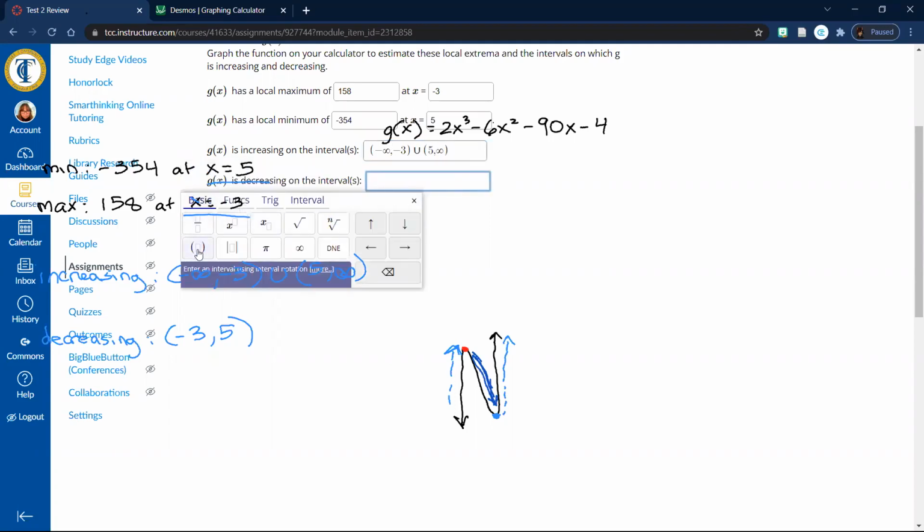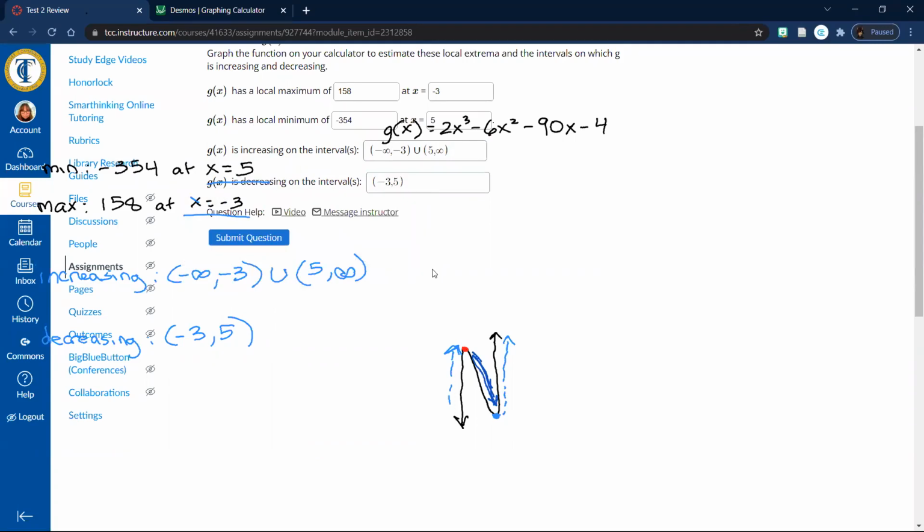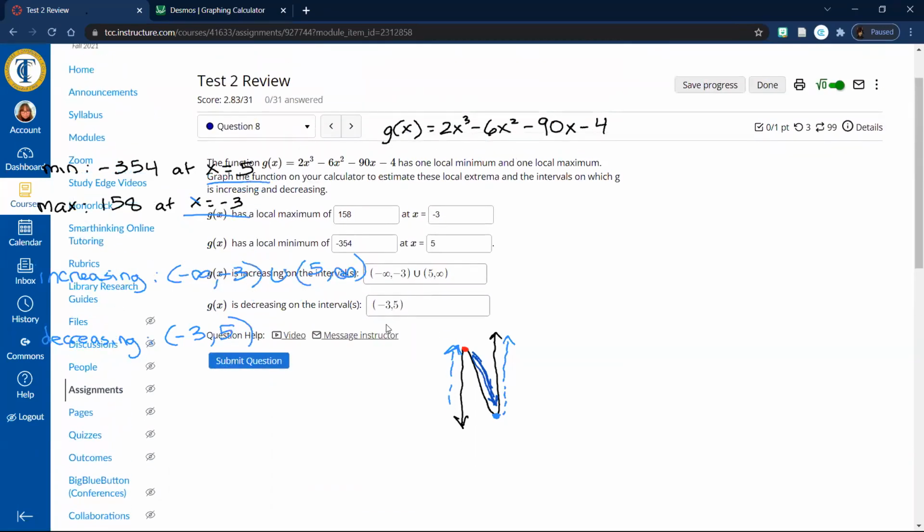And then this one is just -3, comma 5. Does anyone have any questions about that? I know that graph was a little hard to see on Desmos. And if you're using a graphing calculator, you definitely have to tweak your window quite a bit to see it.